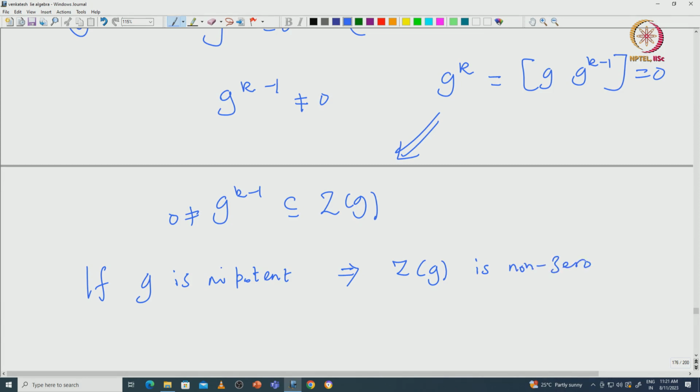Okay. So, for some reason if you know that the center is 0, then you can immediately conclude that G cannot be nilpotent. For example, semi-simple Lie algebras. We have seen that the center is 0. So, that means semi-simple Lie algebras will never be nilpotent unless they are 0. Okay.